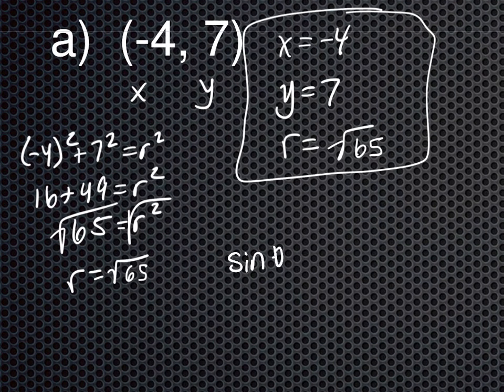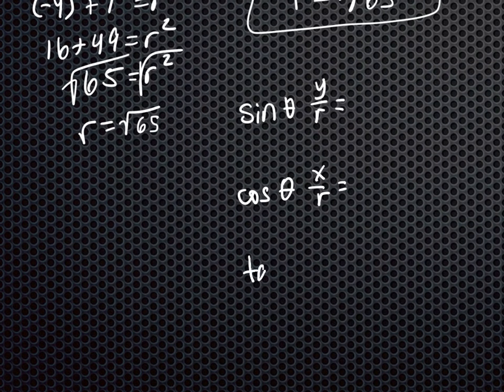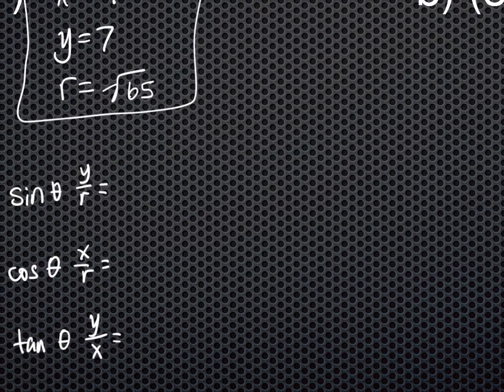I'm going to say the sine of theta is y over r. Cosine theta, x over r. Tangent theta, y over x. Then I have cosecant, which is r over y. Secant, r over x. And then cotangent, which is x over y. Okay.